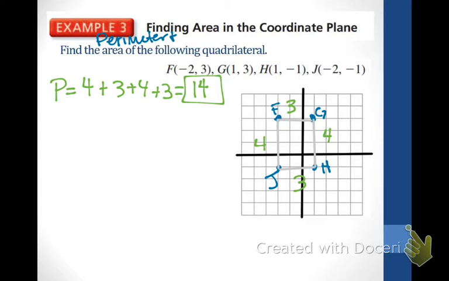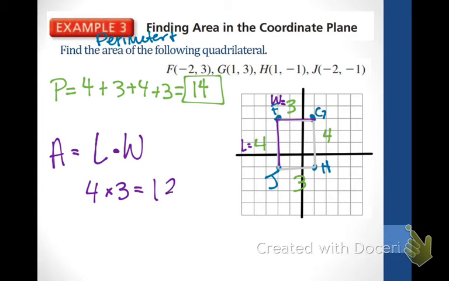To find the area, what is the area formula? That's triangle. Length times width. So what would the length be here? There's really no wrong answer. Sure, 4 can be our length. All right, then what would our width be? 3. So then we plug in. 4 times 3 is 12. Ta-da!